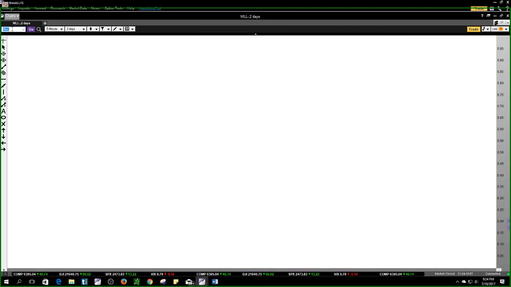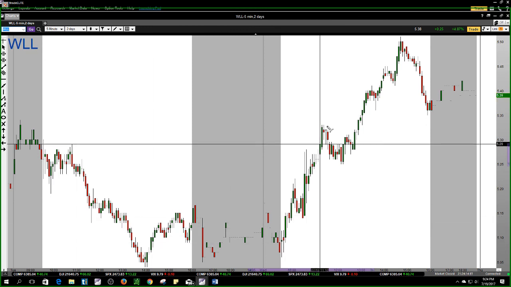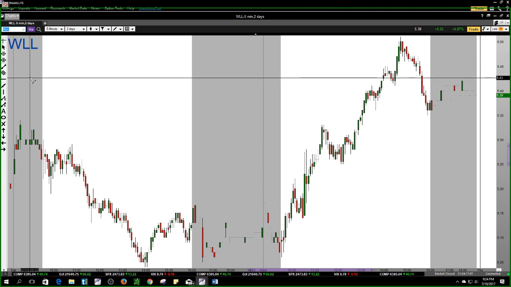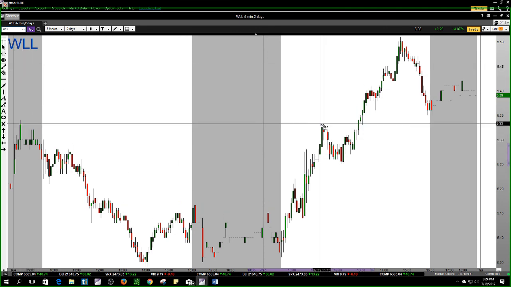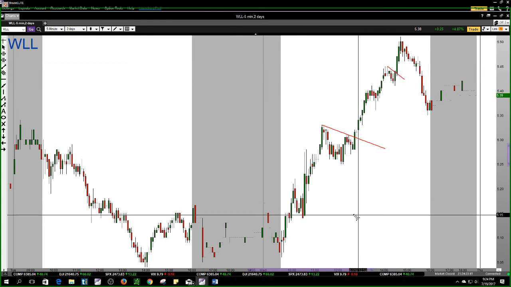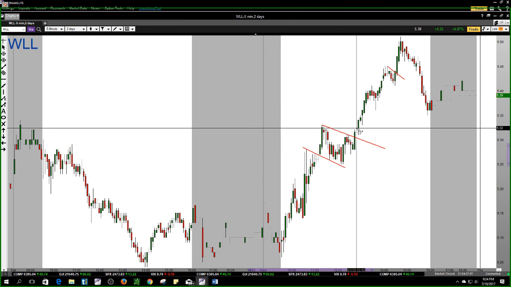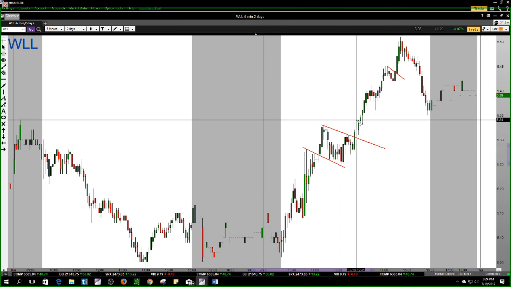We know that crude oil was strong, so let's look at Will. Nice strong chart to the upside, and again, the simplicity of flags. Here's your flag break to the upside. There are tons of them in the chart. You can see that there are quite a bit of them. So all you have to do is take the flag break to the upside trade.